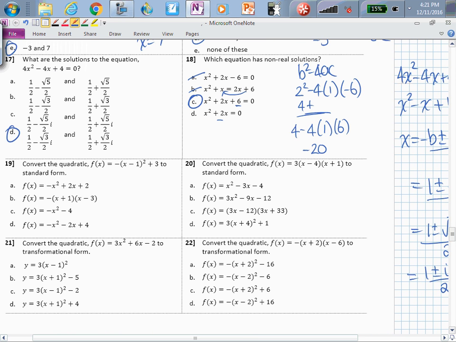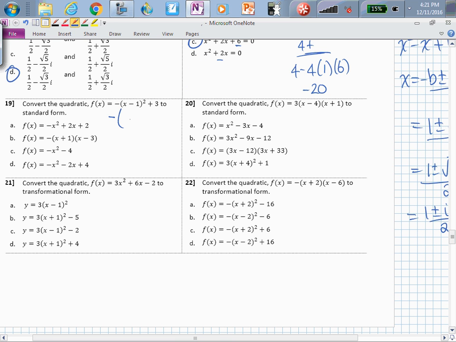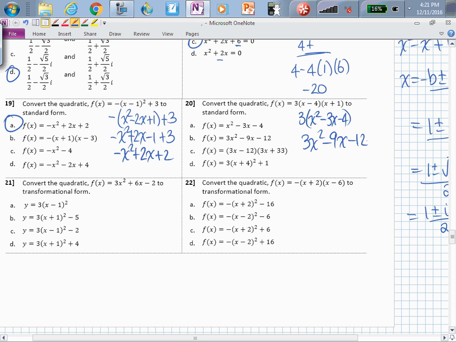Convert the following to standard form. We just multiply it out, so put the negative on the outside, do the x minus 1 times x minus 1 to get x squared minus 2x plus 1, plus 3. Change all the signs from inside the parenthesis. Oops, sorry, that should be a 1. And that gives me negative x squared plus 2x plus 2. So that's a. Number 20 here. I'm going to multiply inside the parenthesis first. x squared, that gives me negative 4x plus 1, so negative 3x minus 4. And then distribute: 3x squared minus 9x minus 12, and that's b.